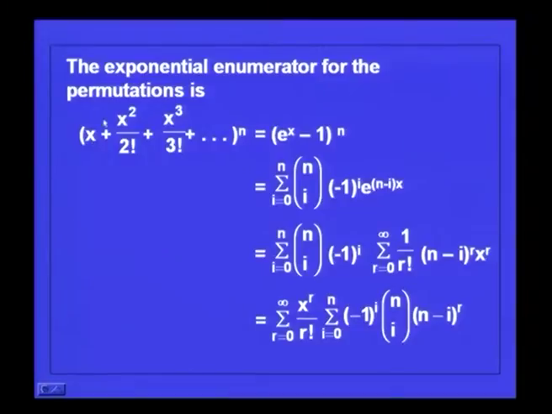The simplification of the expression within the bracket is e power x minus 1. If you expand it, it will be sigma i equal to 0 to n, nCi, minus 1 power i, e power (n minus i) into x. Again simplifying and expanding this, it will be sigma r equal to 0 to infinity, 1 by r factorial, (n minus i) power r, x power r. Rearranging x power r by r factorial, taking this and this here and rearranging, you will get this.